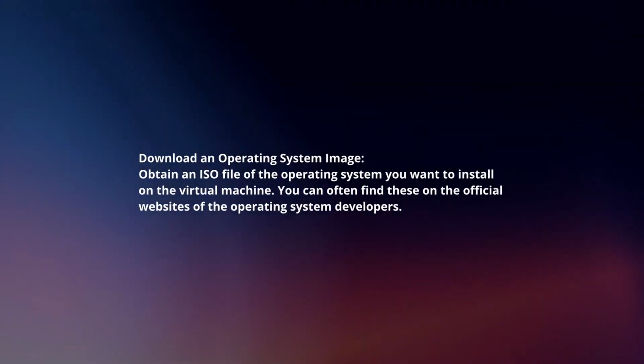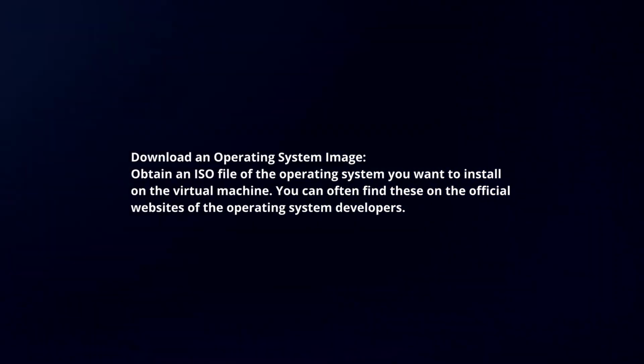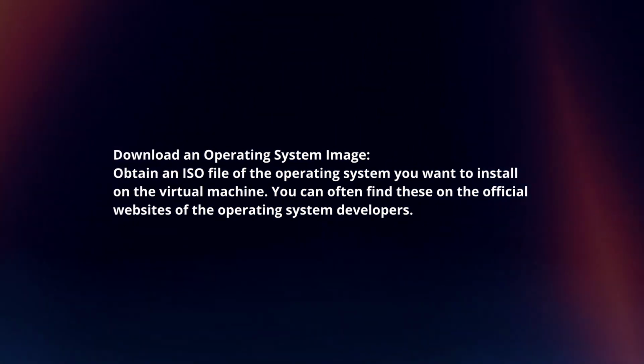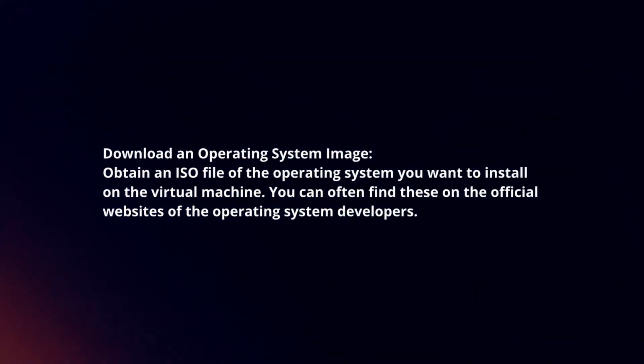Download an operating system image. Obtain an ISO file of the operating system you want to install on the virtual machine. You can often find these on the official websites of the operating system developers.